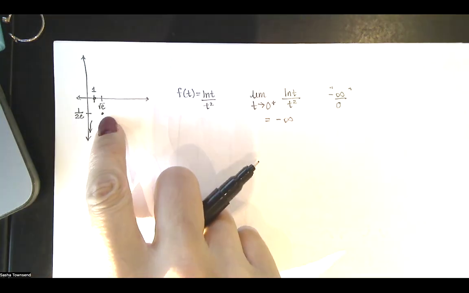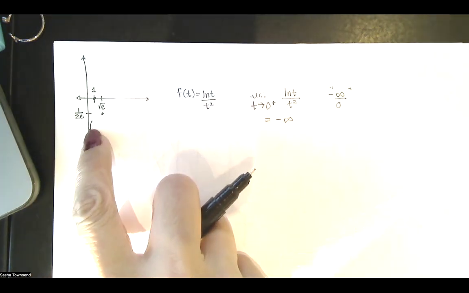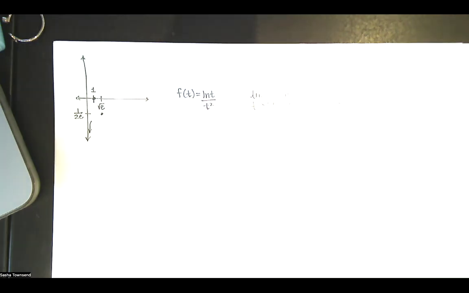So now I'm worried. I'm like, does it go up and then back down? That doesn't seem to make any sense. Maybe I made a mistake somewhere.